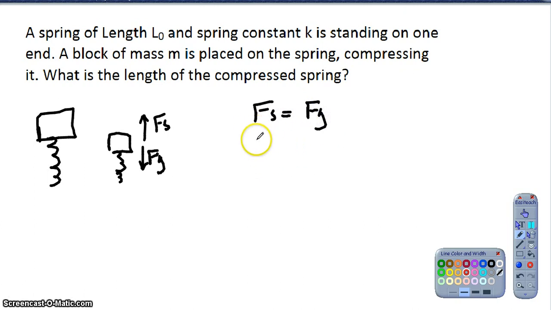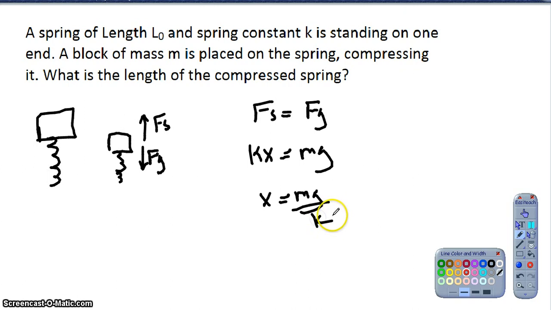So my spring force is equal and opposite to the force of gravity. My spring force is just kx, and my gravitational force is mass times gravity. So I can solve for x: x equals mg over k. Once again, the biggest thing I have to realize is this simply represents my delta x, my change in x. It doesn't actually represent the length of the spring. So if my original length of the spring was L sub 0, and it is now compressed a distance of mg over k, then the new length of the spring would be L sub 0 minus mg over k.